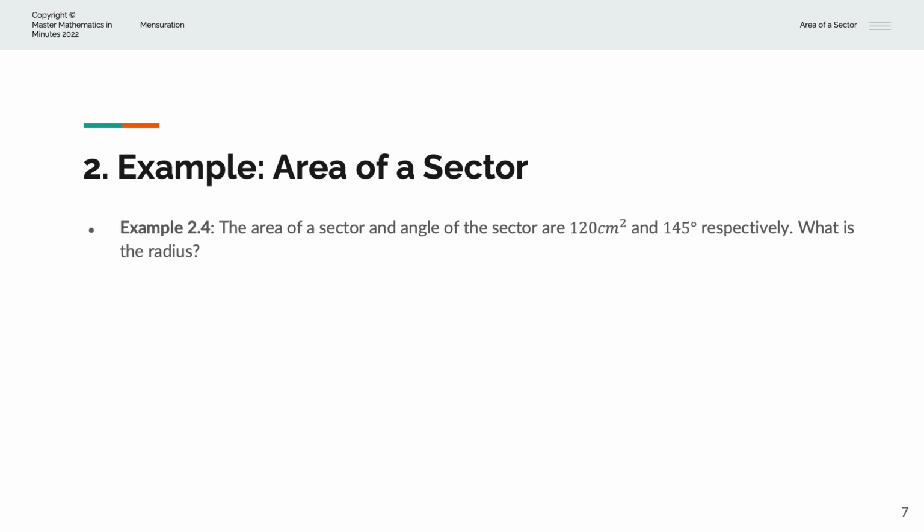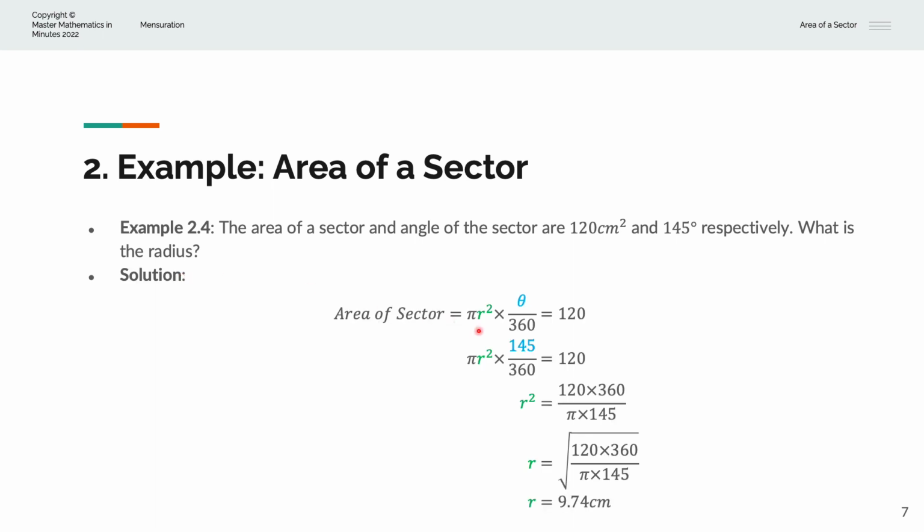In the fourth example, the area of a sector and angle of the sector are 120 centimeters squared and 145 degrees respectively, and we're asked to calculate the radius. So, we have area of the sector equal to pi r squared multiplied by theta over 360, and we'll set that to be 120 from the question above. We'll copy pi r squared down, and we will replace theta with 145 from the question above. And we'll divide that by 360, and we'll copy the 120 down.